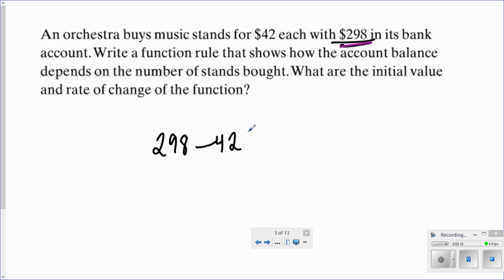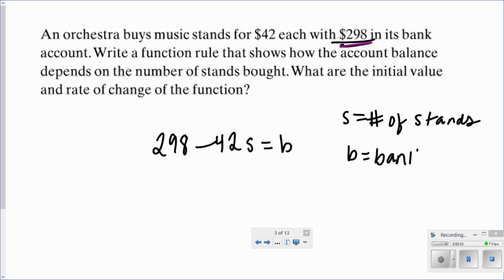I don't know how many stands the orchestra is going to buy, so I'm going to use S to represent stand. And this equals what's left in my bank account. So you could use A for account, B for bank account, whichever you choose. Then I need to make sure I write S equals the number of stands and B equals the bank account.